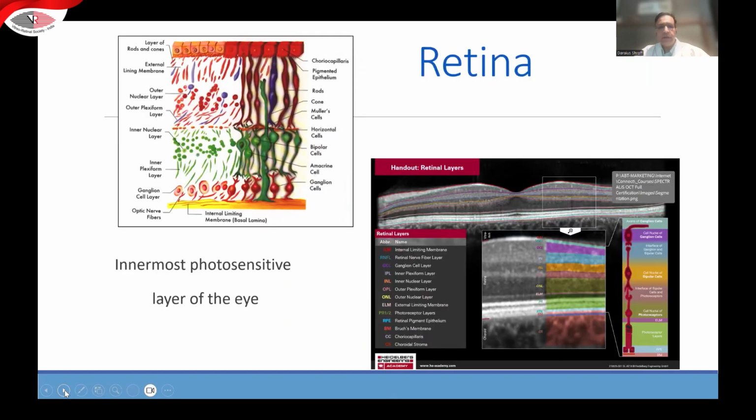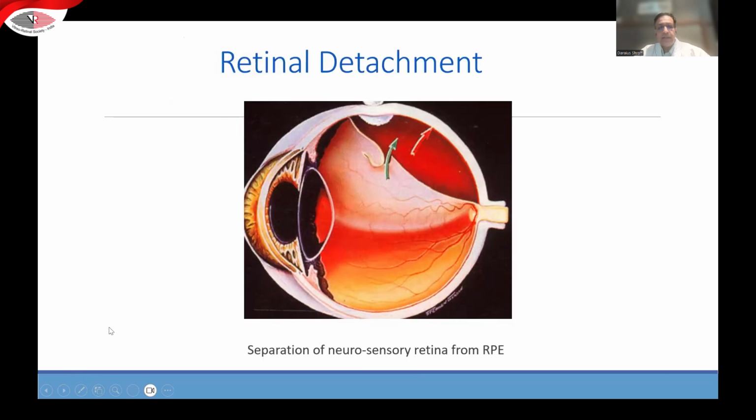So, we all know the retina is the innermost photosensitive layer of the eye. And here you can see the layers of the retina. And when there's a detachment between the RPE, which you can see in this light blue color, and the neurosensory retina, which you can see here, that's when retina detachment occurs. This is a schematic drawing which shows separation of the neurosensory retina from the RPE, and this is the cause of all the trouble, the retinal break.